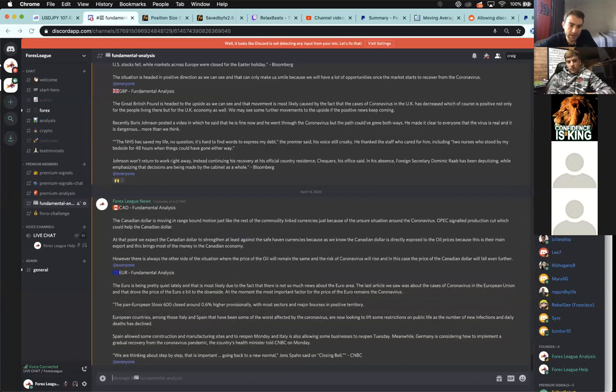So we had some CAD fundamental. The Canadian dollar is moving in a range-bound motion, just like the rest of the commodity-linked currencies, because of the unsure situation around the coronavirus. OPEC signaled a production cut, which could help the Canadian dollar. At that point, we expect the Canadian dollar to strengthen at least against the safe haven currencies, because the Canadian dollar is definitely exposed to oil prices, as this is their main export, and this brings most of the money into the Canadian economy.